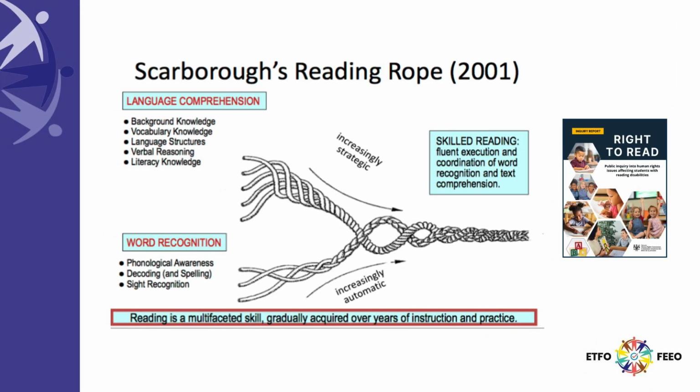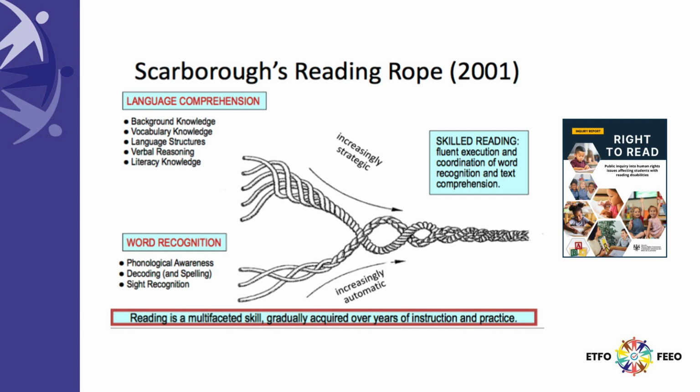by Dr. Hollis Scarborough. According to the Right to Read report, Scarborough's rope model is a science-based framework that breaks down the two major components in the simple view of reading, explaining how word reading skills and oral language comprehension each contribute to reading comprehension.